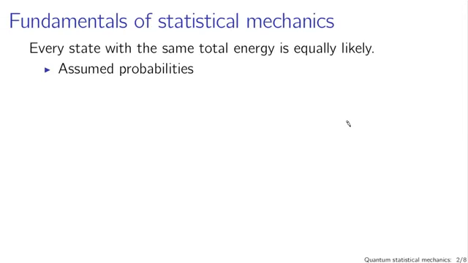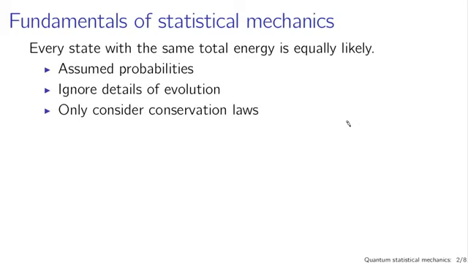We're assuming a structure for the probabilities, we're ignoring the details of the evolution of the system, and we're only really considering conservation laws. How many particles do we have that we need to assign to quantum states? How much total energy do we have that we need to account for?